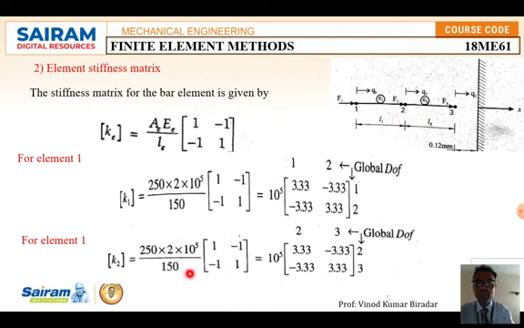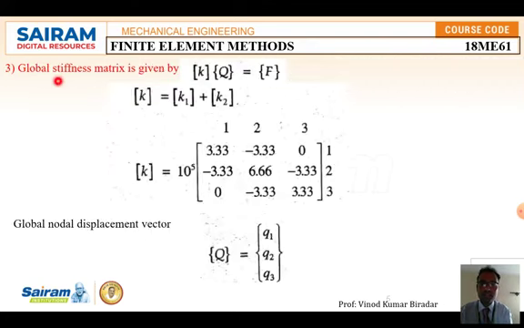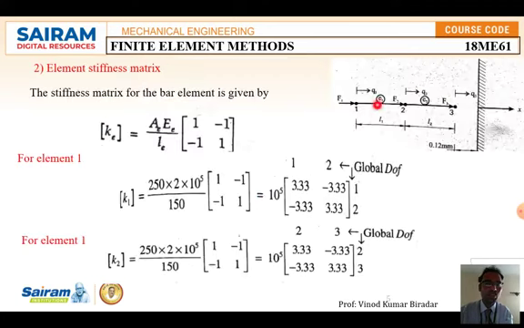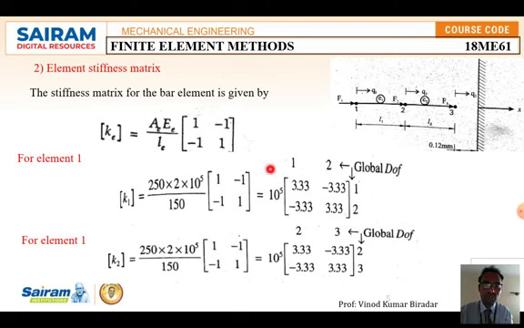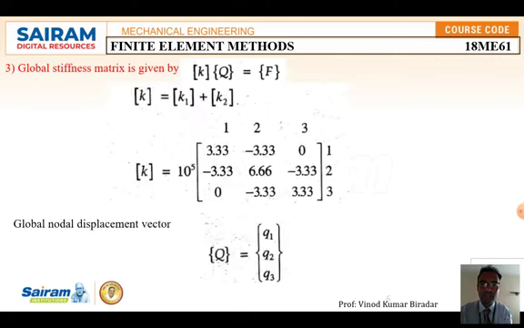Once you know the element stiffness matrix for each element, then go for calculating the global stiffness matrix. What is the global stiffness matrix? K is equal to K1 plus K2. How to add: in this given problem 3 nodes are there, 1, 2, 3, so first you have to write a 3 into 3 matrix. Addition means K1 and K2 have to be added. On both sides the common factor is 10 to the power of 5.